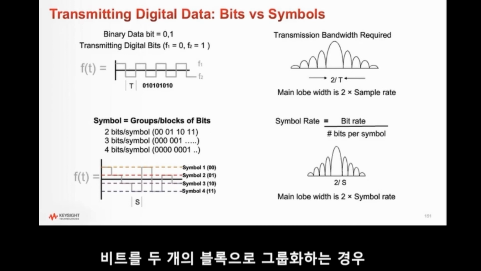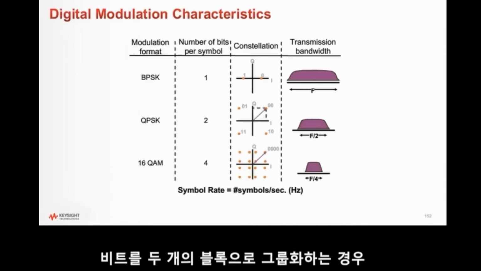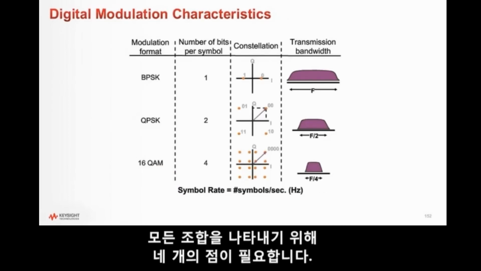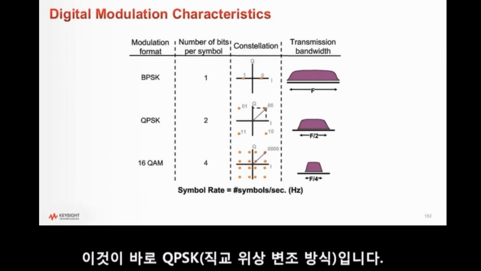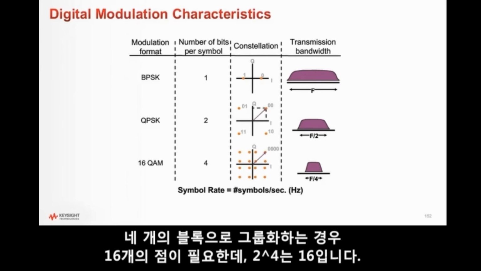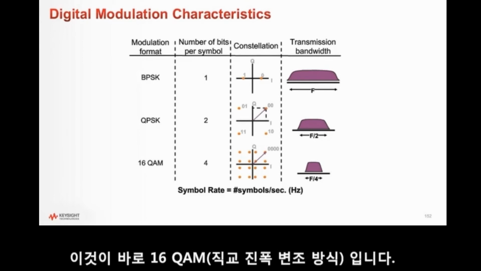If we group together our bits into blocks of 2, we need 4 points to represent all the combinations. That's a QPSK, quadrature phase shift keyed. If we group up into blocks of 4 bits, we need 16 points, 2 to the 4, 16. And that gets us to our 16 QAM, quadrature amplitude modulation scheme.